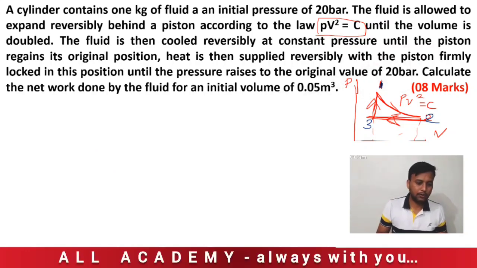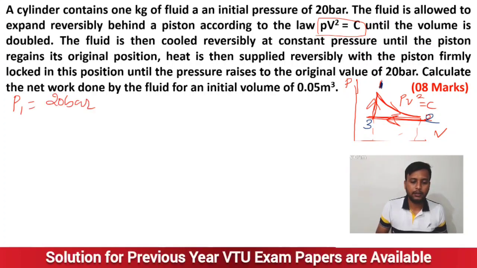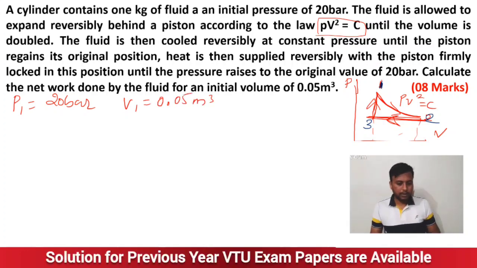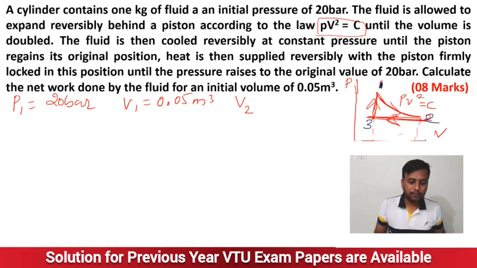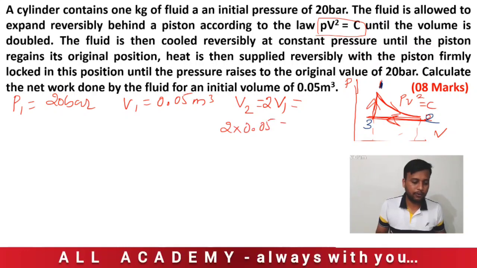Before that, let us note down the given data. The initial pressure P1 is 20 bar. The initial volume is 0.05 meter cube. V2 is nothing but 2 times V1. When the volume is doubled, it is 2 into 0.05, which is 0.1 meter cube.